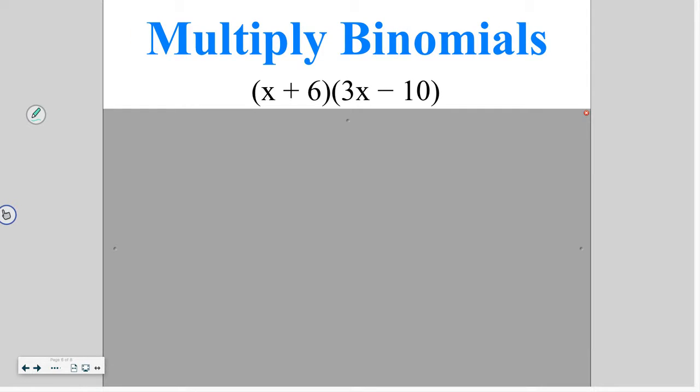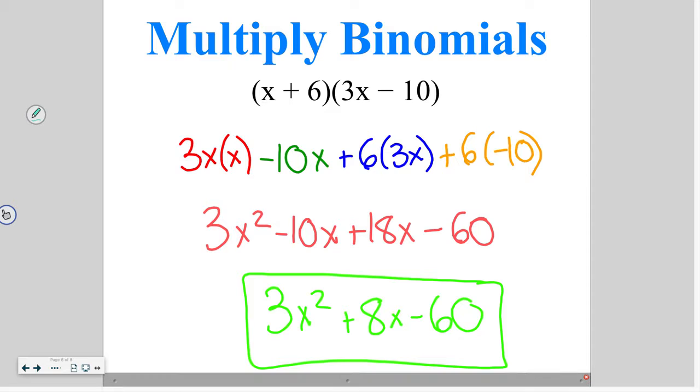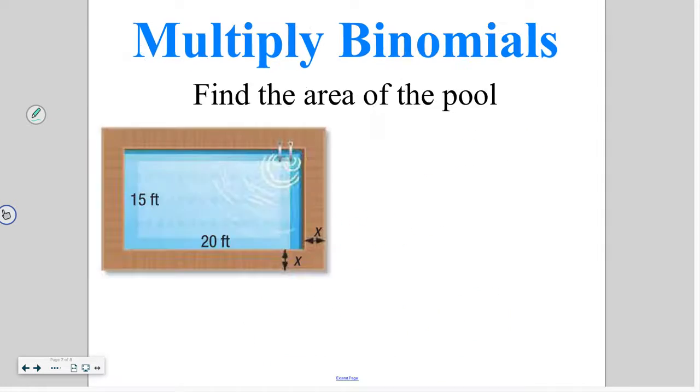Go ahead and try this one on your own. I wrote out all of the steps for you up top for you to follow along. You might have just gone to this middle part, which is totally fine. And then combining for our last one, we get 3x squared plus 8x minus 60.